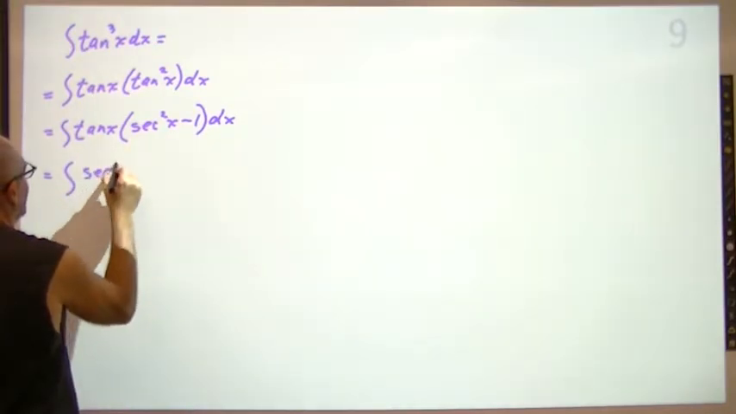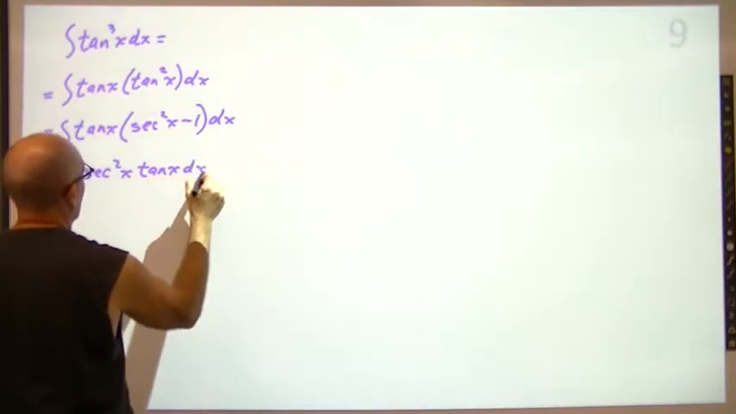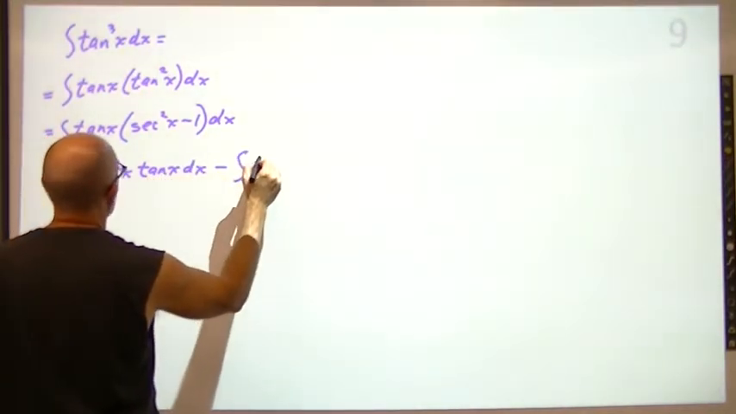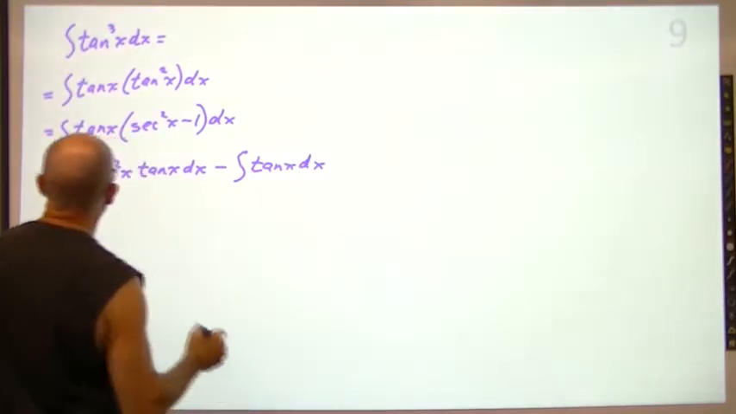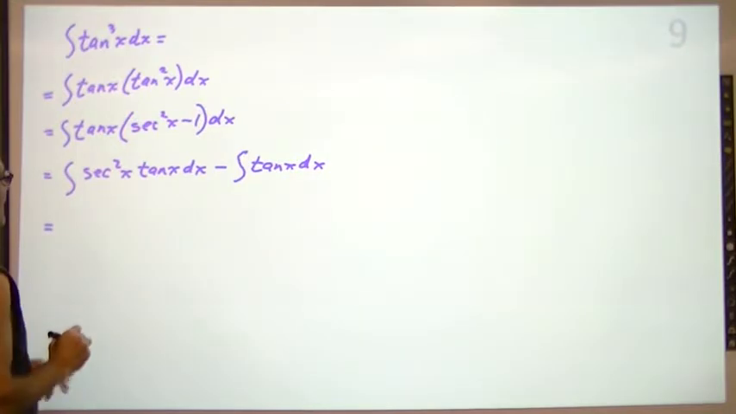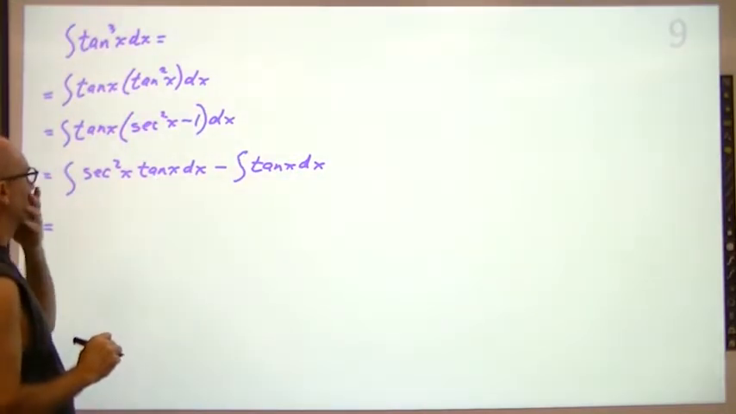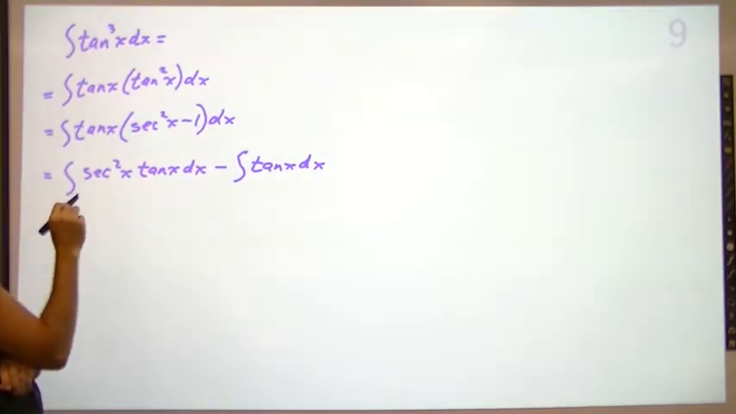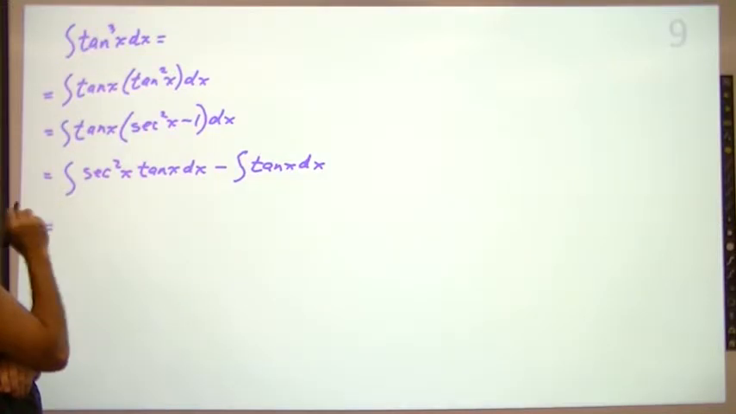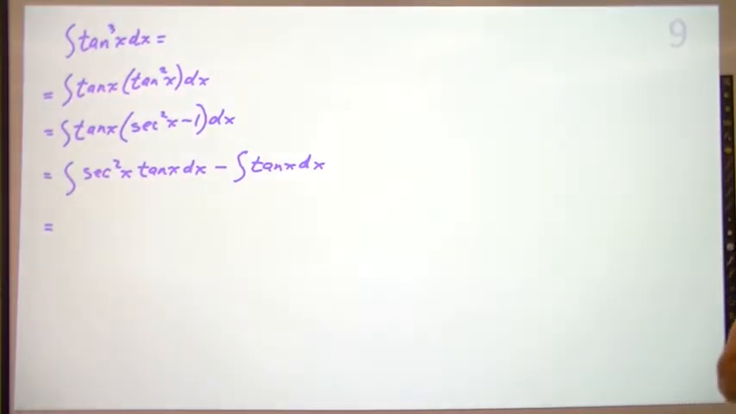So let's just go secant squared tangent minus the integral of... Okay, so the integral of secant squared times tangent, let's see, secant squared, yeah, this is where it gets fun.